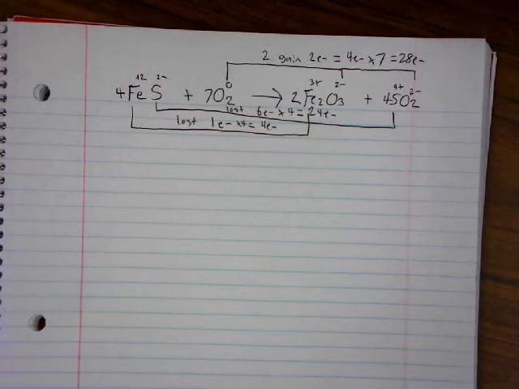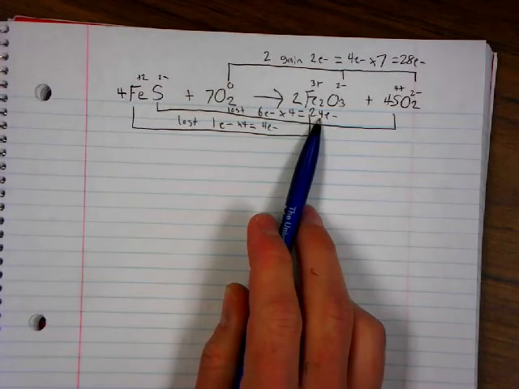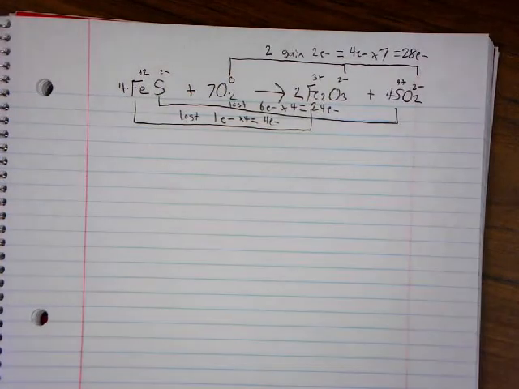So what coefficient goes here? 7. Finish it by inspection. What coefficient's going to go here? 4. That is balanced.